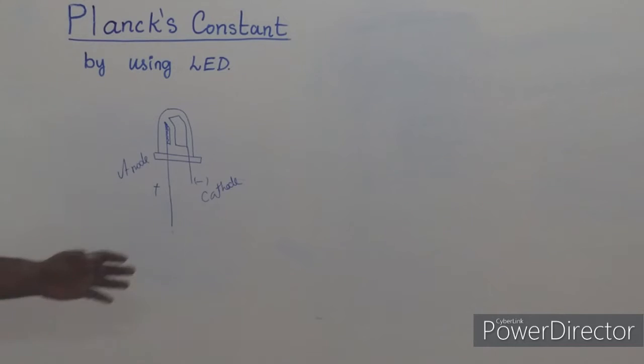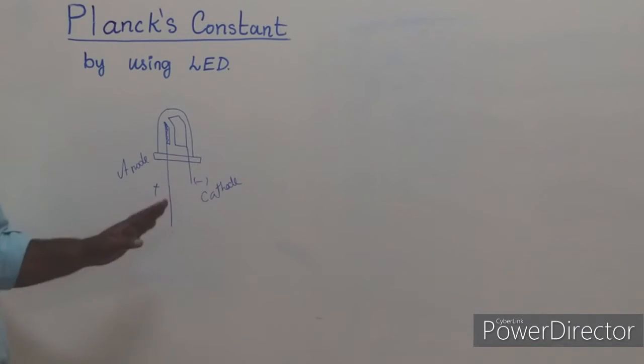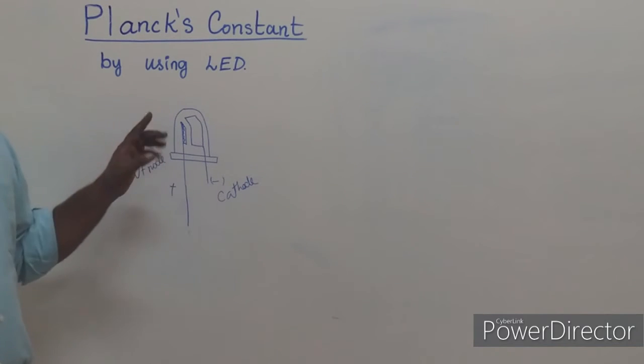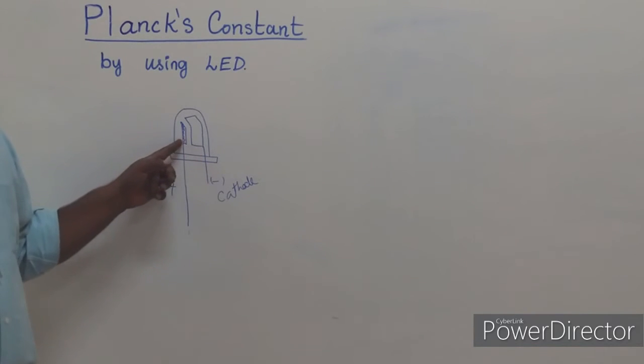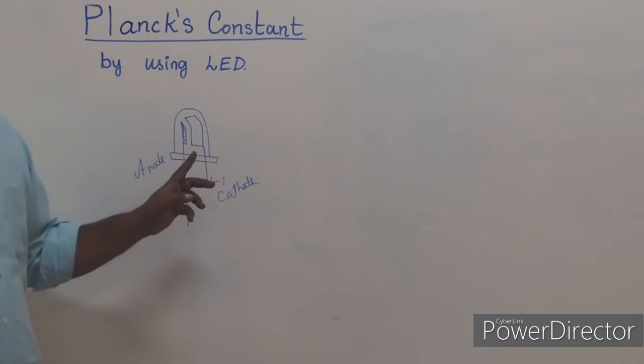How to find the terminal of the LED? Very simple. By seeing through, if the LED is visible, this portion will be very thin. That will be the positive terminal, the anode, and the bigger one will be the cathode.